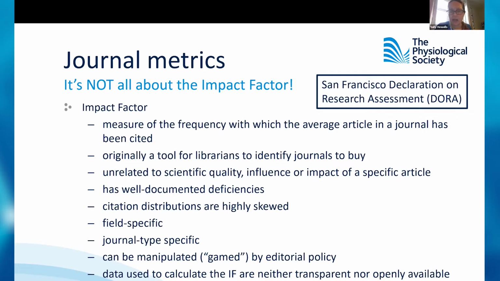It can be manipulated, it's untransparent, and also clinical journals, for instance, will have much higher impact factors because the work published in there tends to be cited much more quickly than, say, in life sciences. Because the impact factor only looks at a two-year window, you're going to be skewed by subject area as well. So there's lots of problems with it.